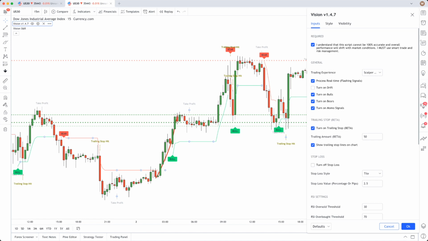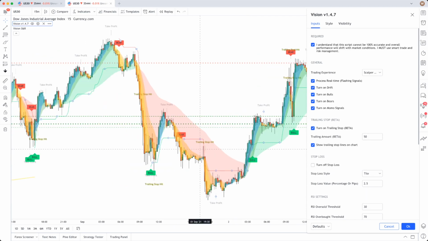So yeah, that's how I use the trailing stop. But it can definitely help if you're trying to hold on for a little bit more profit. It can definitely help you do that. Does everybody know how to use a trailing stop?